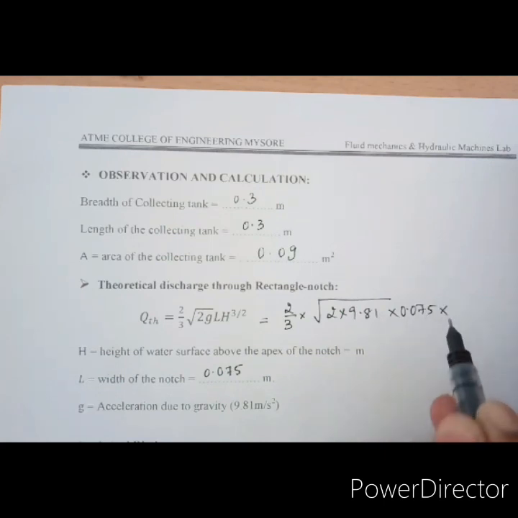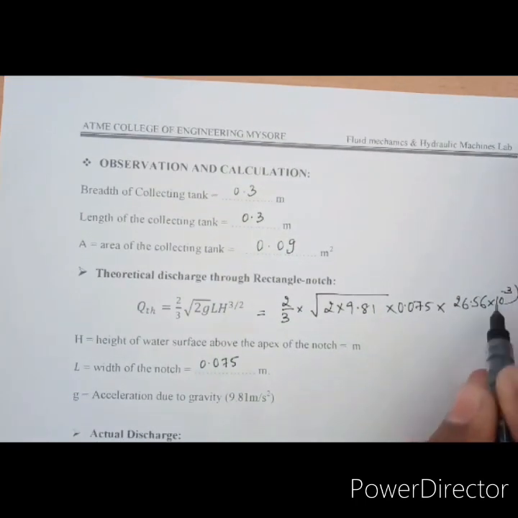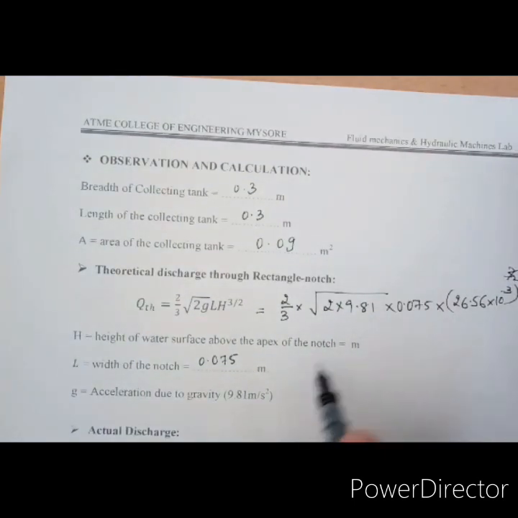When we substitute the values in the equation, the head is 26.56 mm. We have to write it in terms of meters. Therefore, the Q theoretical is going to be 9.586 into 10 power minus 4 meter cube per second.